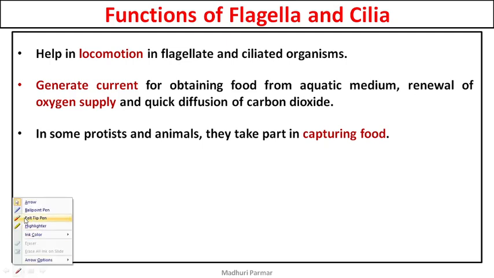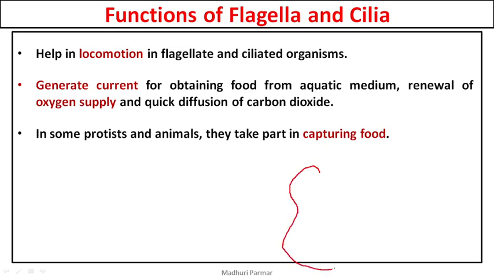Let me just draw it, if I can, properly. This is how you would have seen a paramecium. And here it has this certain kind of groove. This is how you normally see it. It has two nuclei, this one and this other one, and it has a lot of cilia on its body. Now what will these cilia do?